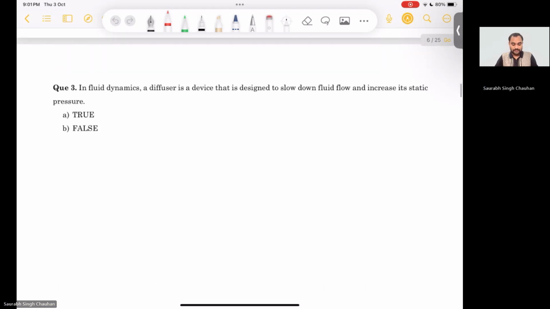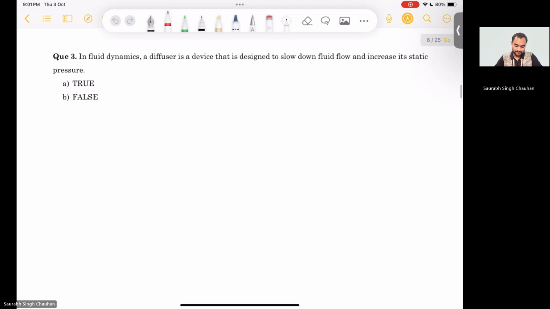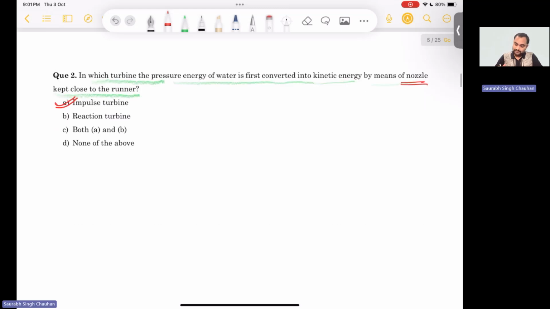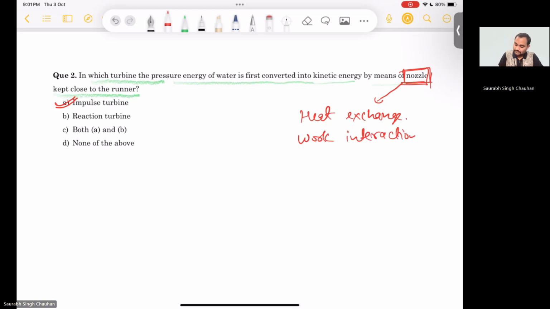Next question, question number 3. Before going to question number 3, we should have a little discussion on nozzle. As I told you, in a nozzle there is no heat exchange and there is no work interaction. Okay, so you can use energy conservation. Whatever energy is coming in, the same amount of energy should go out.